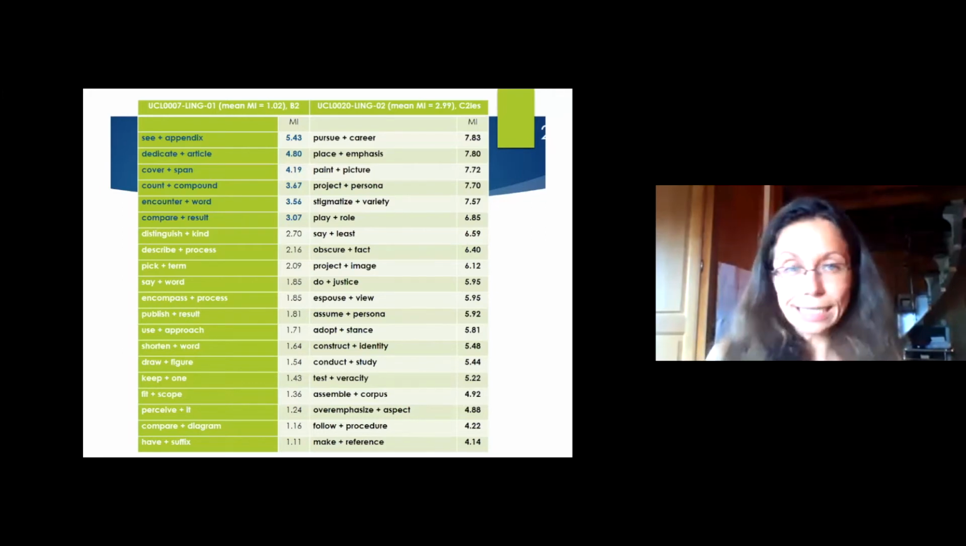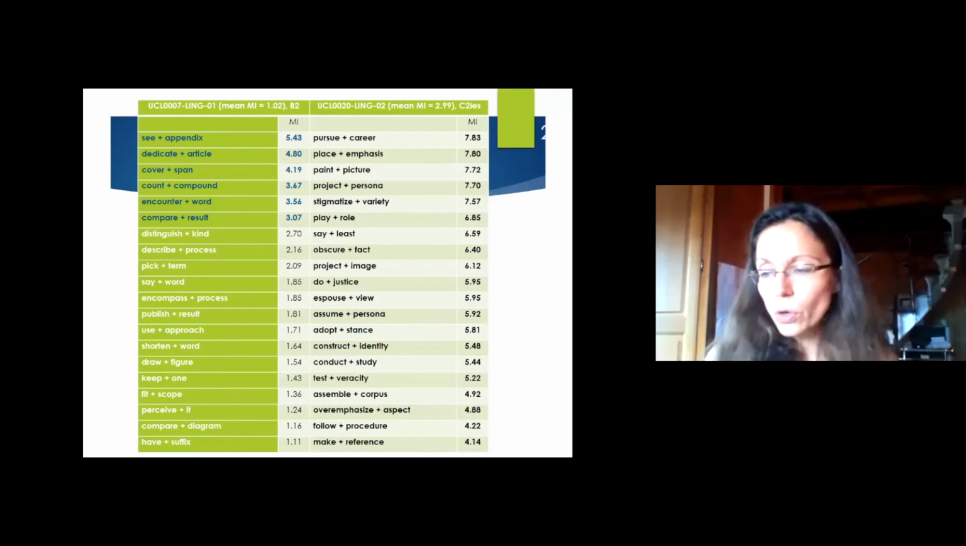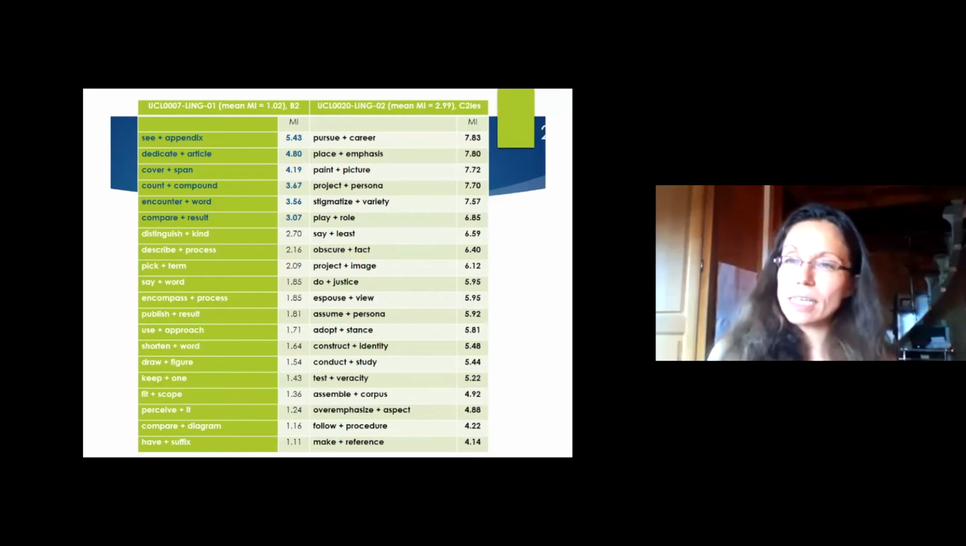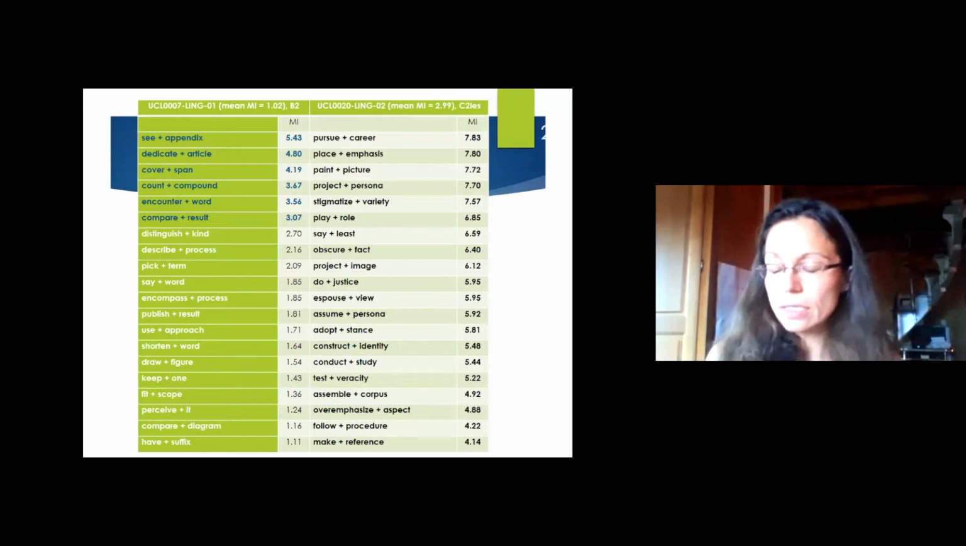Top-ranked dependencies in the B2 text on the left are fine, but as their MI scores quickly become lower, they also quickly become less idiomatic, less precise. Okay, so you'll find examples such as distinguished plus kind. They're also less genre appropriate. Pick your terms, say words. It should also be noted that only six of these relations in this text are above the MI threshold of 3 that is often used in the literature to separate out statistical collocations from free combinations.